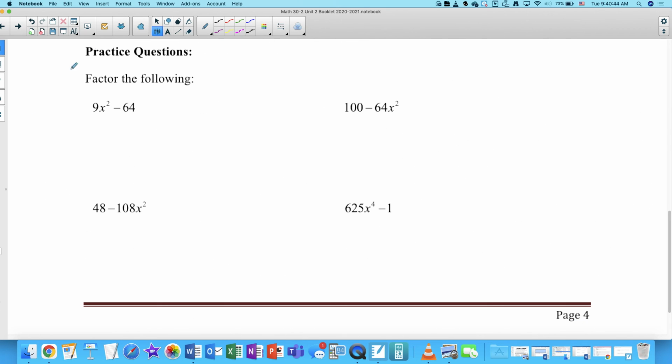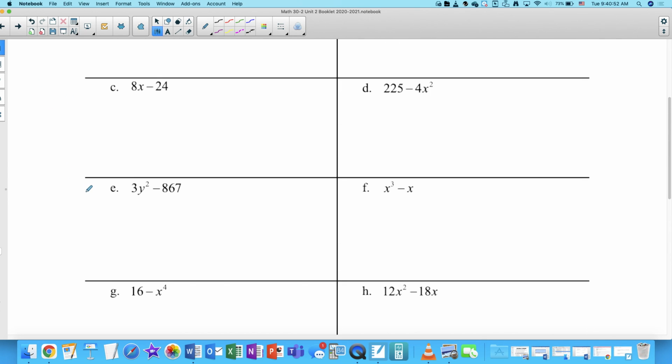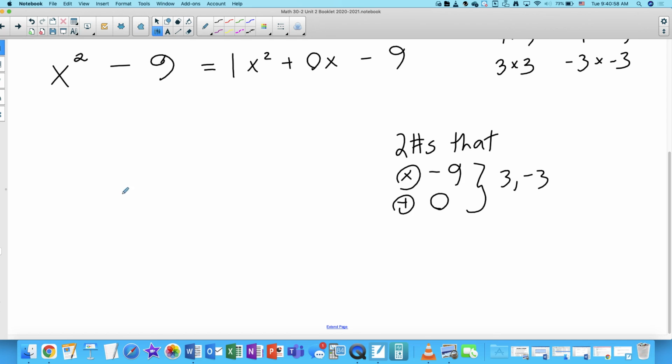So I want you guys to try these questions. And then actually after that, there's a bunch of practice questions for you to do on the next page that's just a mix of everything. And that's going to be it for today. That's all we're doing. I do have a riddle to give you that's just more practice with factoring GCF and difference of squares. So I'll give that out as well, but that's what I want you to work on. Okay?